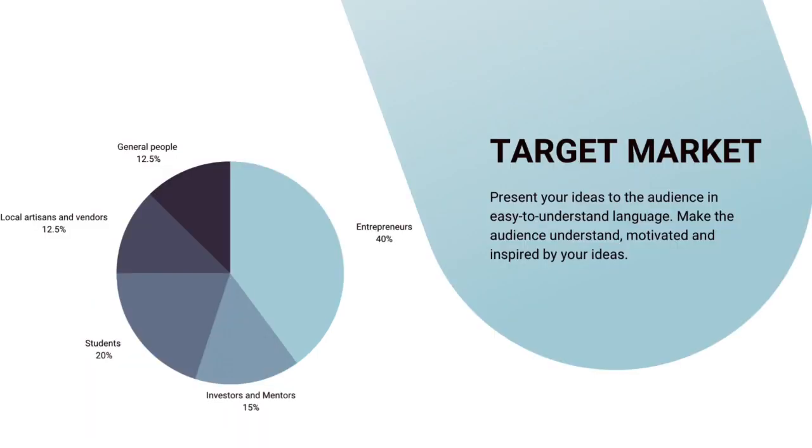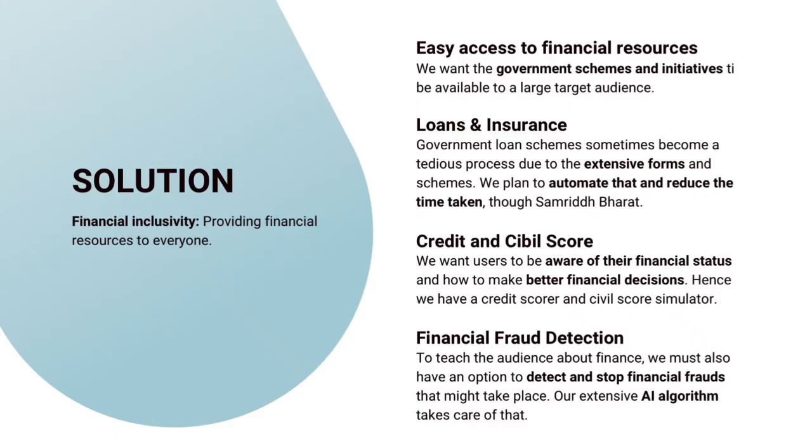Target audience is general people, entrepreneurs, investors and mentors, students as well as local artisans and vendors. Moving on to the solution, the first parameter we are trying to solve is financial inclusivity. It is by giving easy access to financial resources, that is all the government schemes and yojanas as well as initiatives. Next is to cater to all types of loans and insurance in the domain of housing, medical, travel, etc.